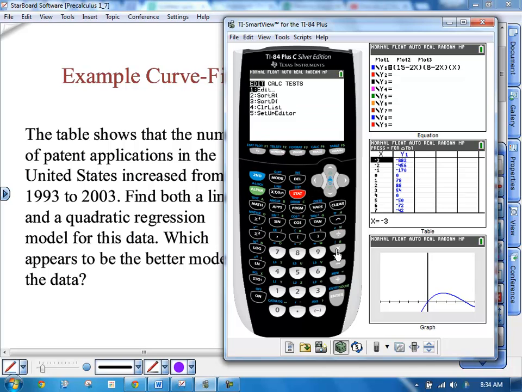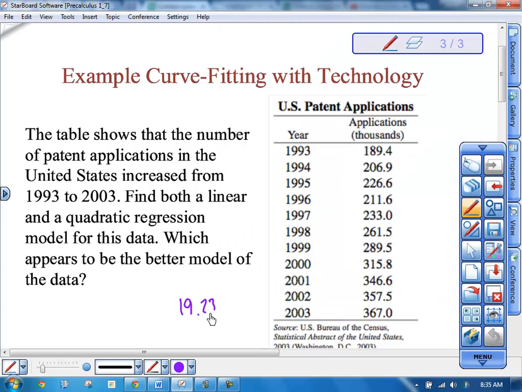Then I went to Stat, Calculate, linear regression first, and just hit Calculate. And it gives me this. Now, if I turn my diagnostic on, I'll get an R value here as well. Just go to Catalog, second Catalog, turn Diagnostic on. But there's my equation, 19.23x plus 157.28. There's my equation that's linear.